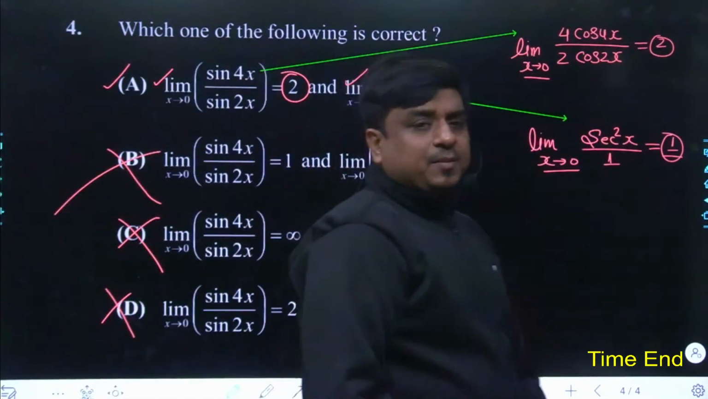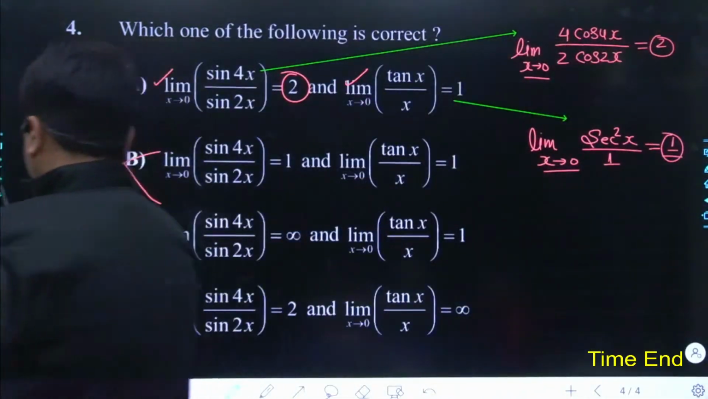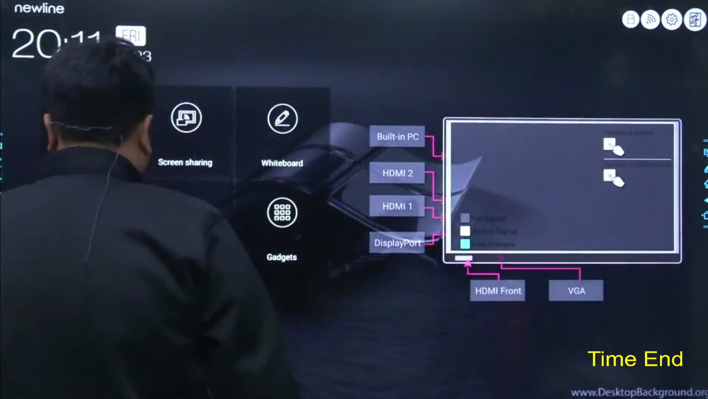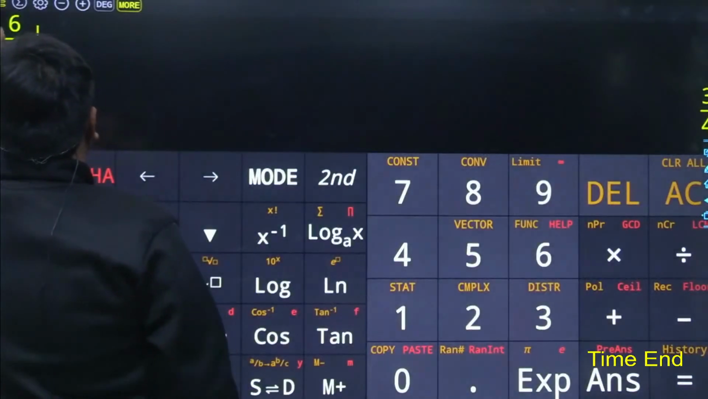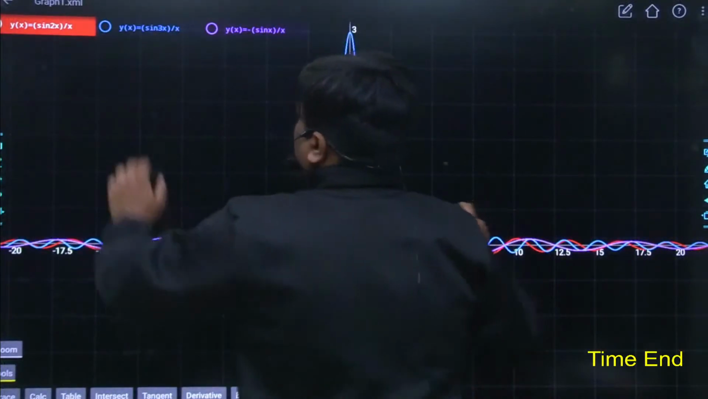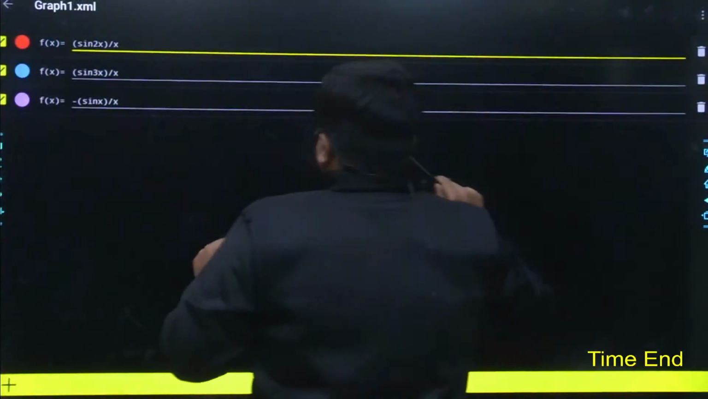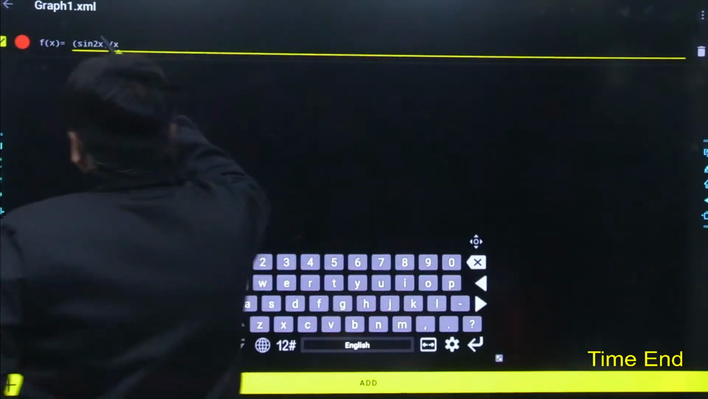So may I know what the best answer is? This is the best answer. If you want, I can show you. So here comes tan x over x. So let me show it to you. Yeah. So here comes the curve now. Here goes the graph. And let me draw this down. So here comes tan.